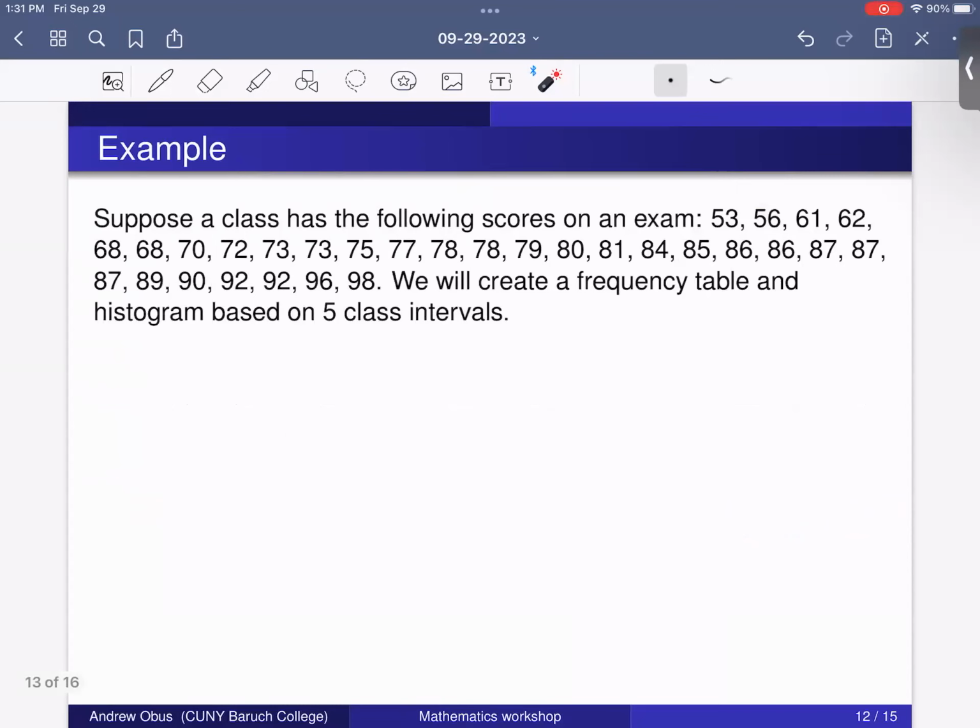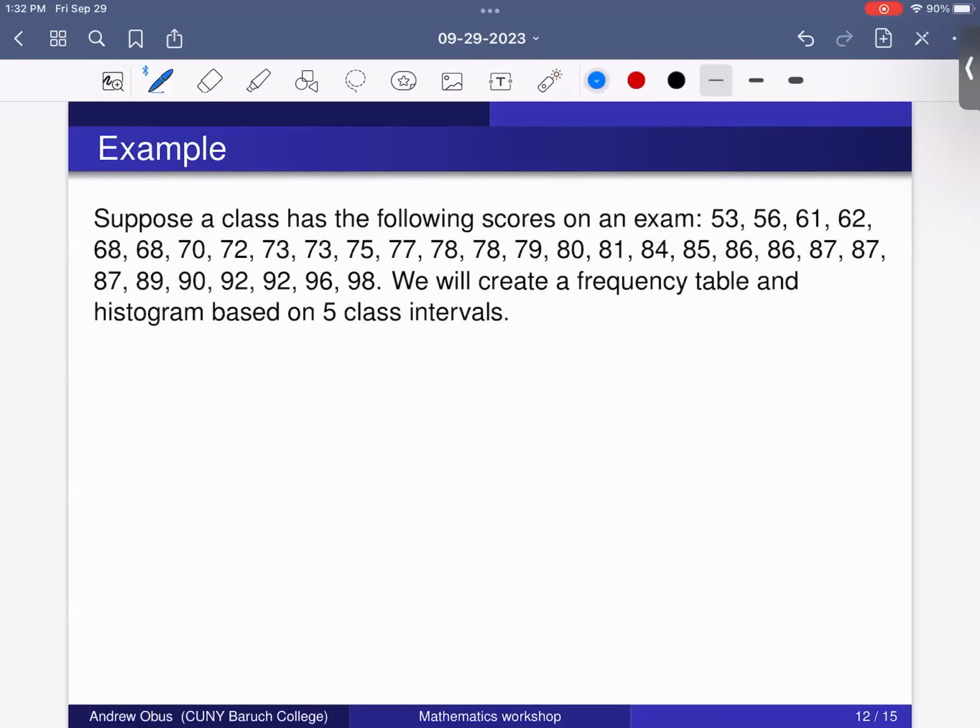Okay, so an example. Let's say that we have a class and they have the following scores on an exam: 53, 56, 61, and so on up to 98. The number of measurements here is 1, 2, 3, and so on up to 30. So there are 30 measurements here, and the square root of 30 is about 5. You could use 5 intervals, you could use 6 intervals, but we'll decide to use 5.